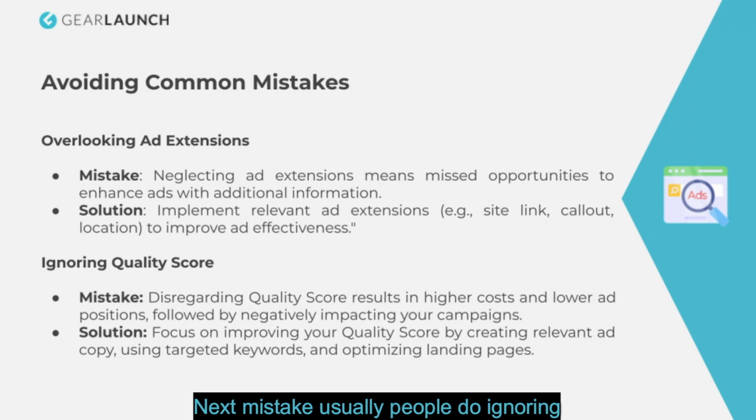The next mistake people usually make is ignoring quality score. Ignoring quality score results in higher cost and lower ad position, which negatively impacts your campaigns. So what is the solution for that? Focus on improving your quality score by creating relevant ad copies using targeted keywords and an optimized landing page.